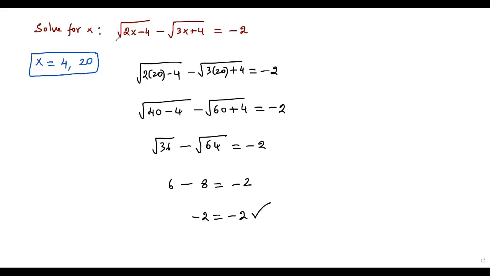So the given equation is satisfied by the second solution, 20. Both the solutions, 4 and 20, satisfy the given square root equation. So both the solutions can be accepted.